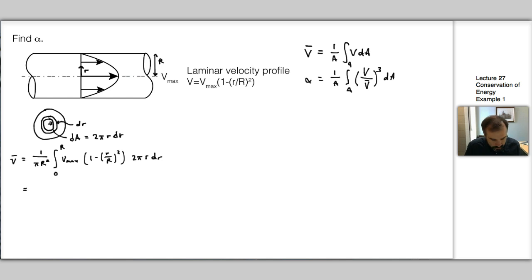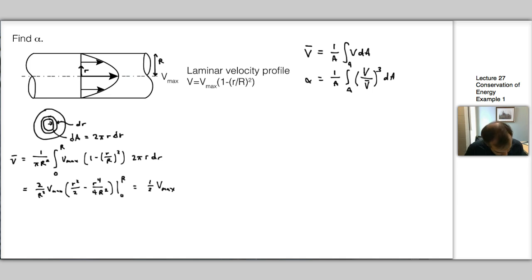It's pretty straightforward, and we get 2 over R squared V max times r squared over 2 minus r to the 4th over 4R squared, evaluated from 0 to R, and that's equal to 1/2 V max. There's V bar, so you get 1/2 V max. All right, and so now we can plug that into our equation for alpha.